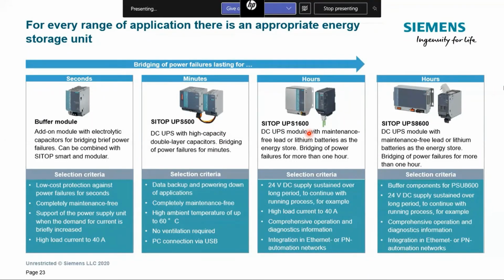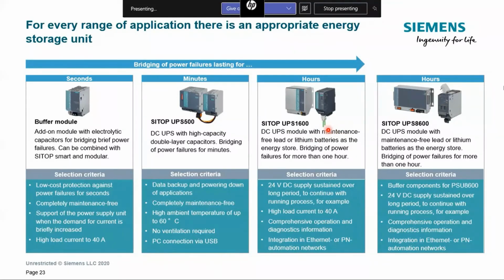But if you actually need to continue running your application, if the line supply goes out, then here we come to backup with batteries, which is generally done by the UPS 1600. Or if you are already using the 8600, we do have, as I mentioned, a UPS and battery modules suitable for the 8600 power supply system. But in general, for all the power supplies that we have talked about, we can back up those power supplies using this UPS 1600.